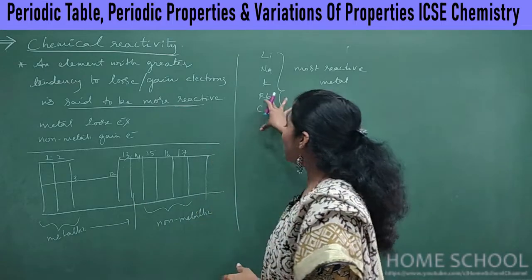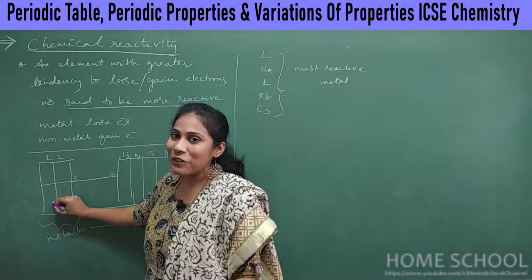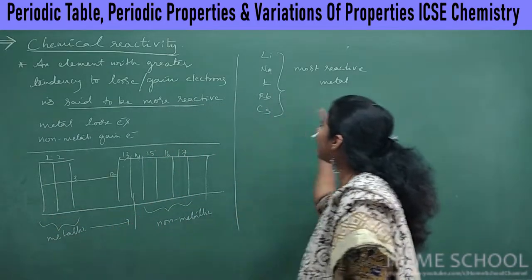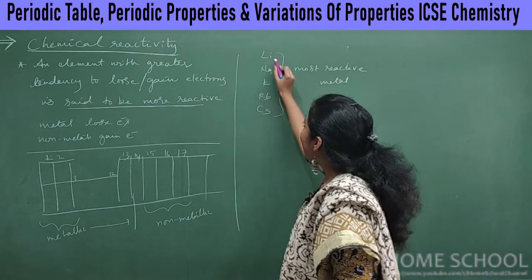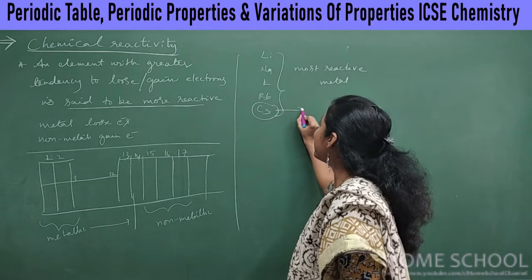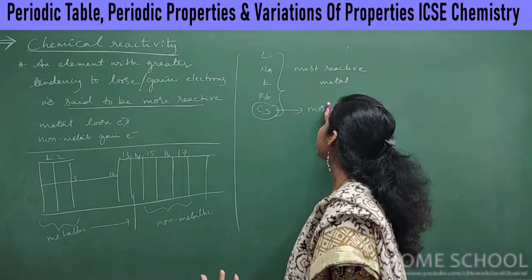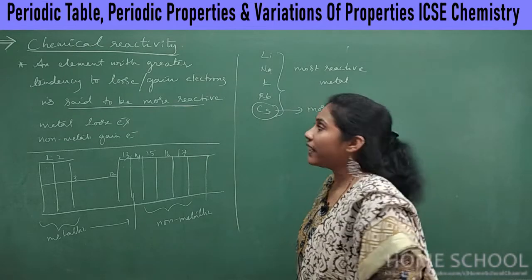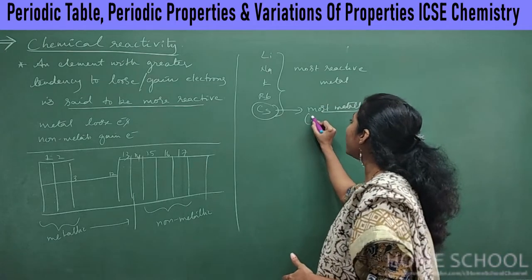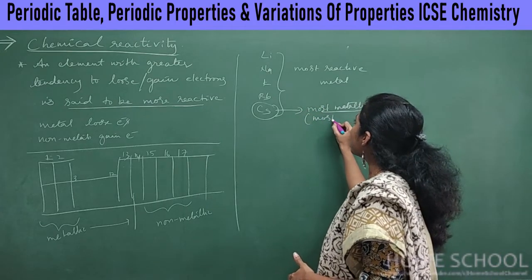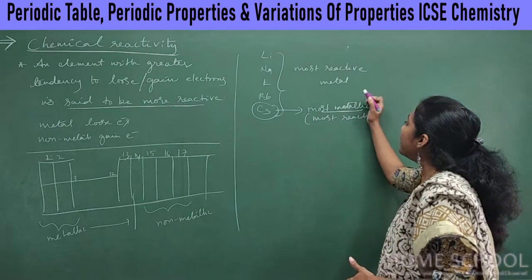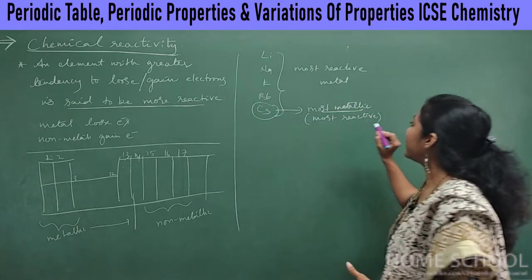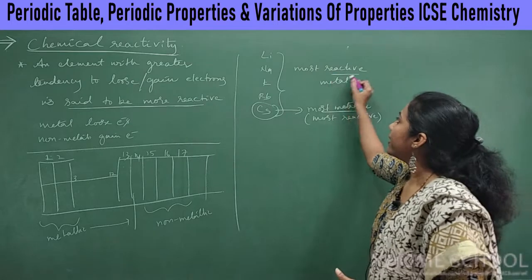Okay, so why do they have more tendency to lose the electron? You can check it out with the size, right? So they have larger atomic size, so they can lose the electron easily. And again, among all these elements, the cesium is the most metallic. So this is the most metallic element in the entire periodic table. Say the one which is most metallic is always most reactive. So among all the metals, first group elements, that is alkali metals, are the most reactive metals. Okay, so this is very, very important.